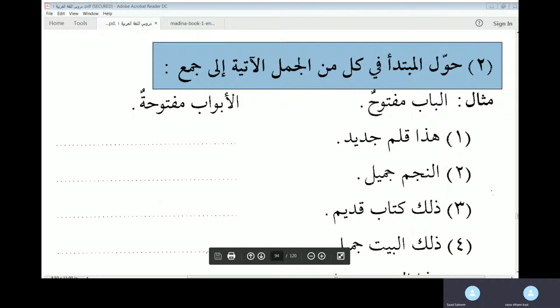Okay. Next, ghayyir al-mubtada'a fi kulli min al-jumal al-atiyati ila jama'in. Change the subject in the following sentences into plural.